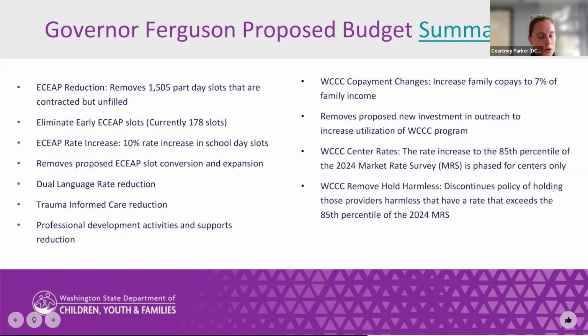And then the last one, Working Connections remove hold harmless. This discontinues the policy of holding those providers harmless that have a rate that exceeds the 85th percentile of the 2024 market rate survey, as there is a subset of childcare providers that have a rate that exceeds the 85th percentile. And this reduction discontinues the policy of holding them harmless, bringing their rates down to the 85th percentile and making their rate equal to all other providers. And this piece was not included in the Inslee budget. So that's just a quick summary of the Ferguson budget as compared to the Inslee budget.